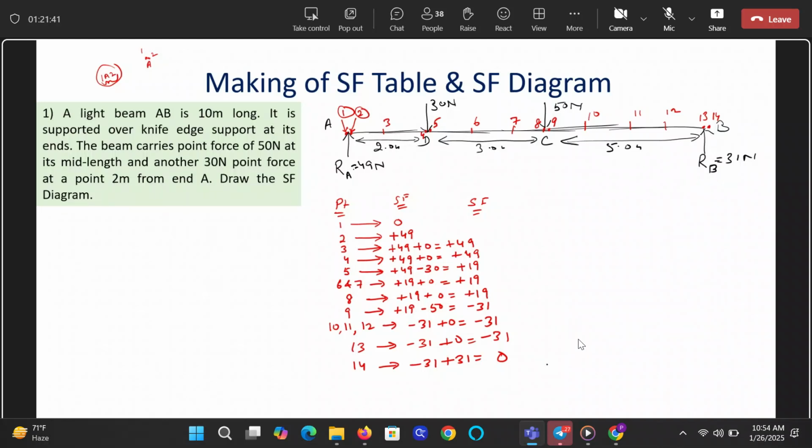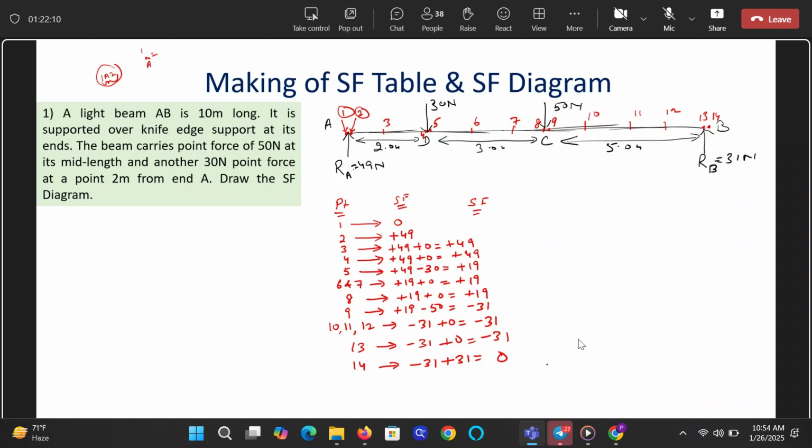Between 4 and 5, there is a downward force of minus 30. So if all the forces up to 4 were 49, and now a minus 30 change is happening, what will be the shearing force at 5? It will be plus 19. Sir, tell me about point 3, because at 3 it is coming as 49.